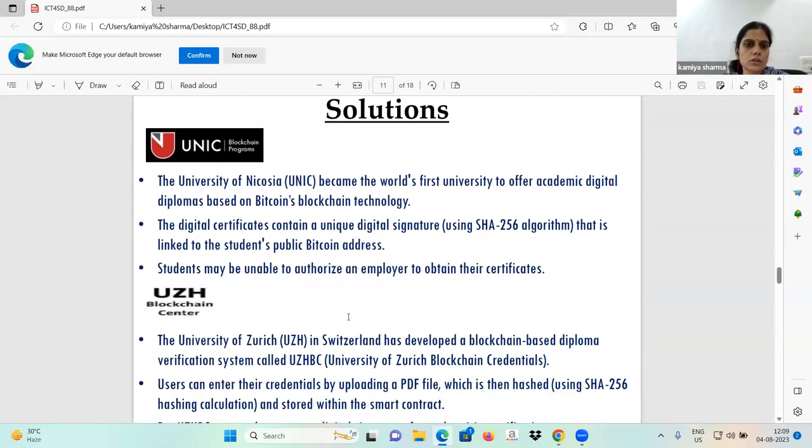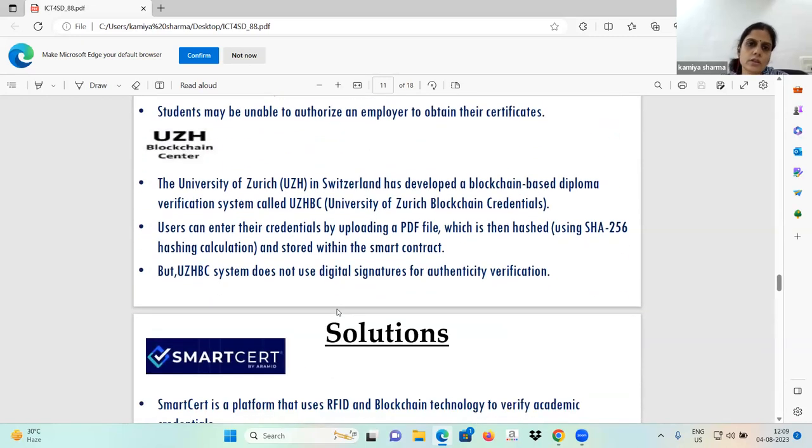The next solution is the University of Nicosia, in short form UNIC, which became the world's first university to provide academic credentials on blockchain technology. It uses a digital signature and the SHA-256 algorithm, which is linked with the student's public Bitcoin address. A student may be unable to authorize an employer to obtain their certificates.